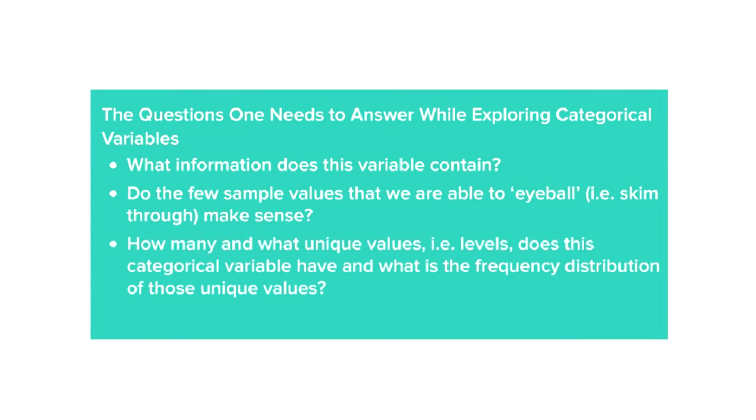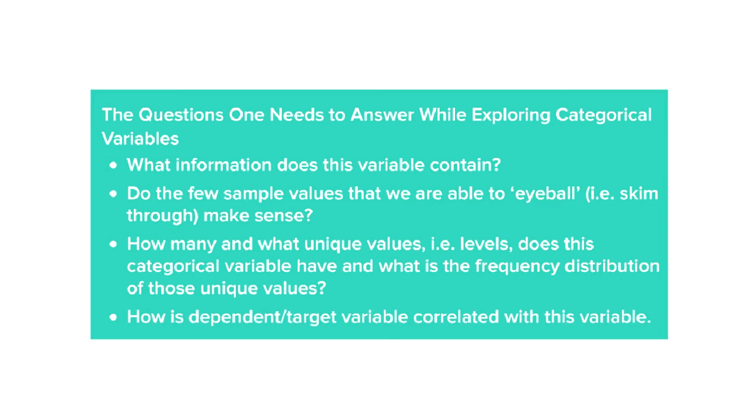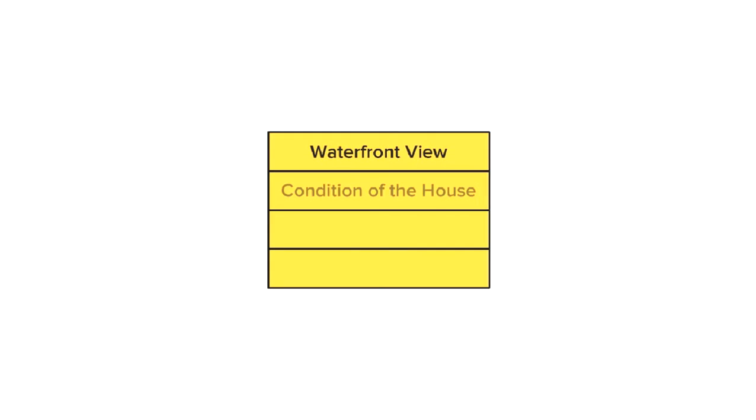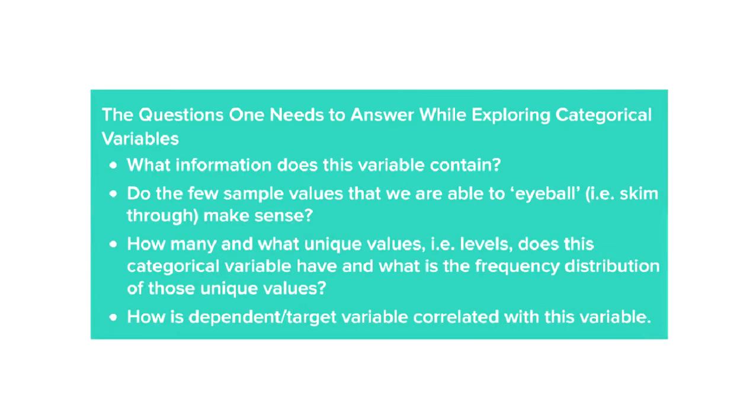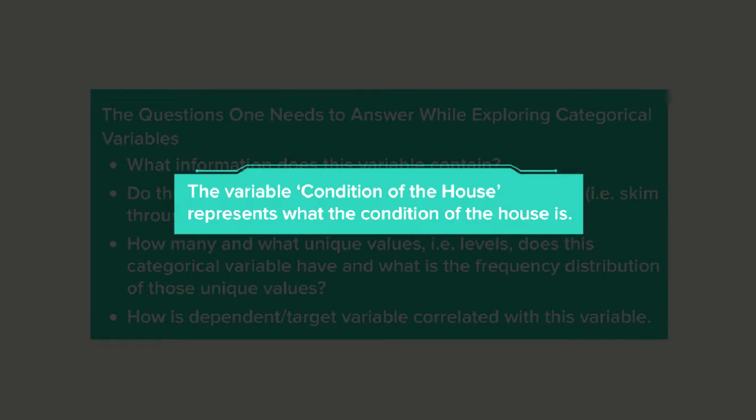Just like we did for numerical variables, we seek answers to the questions shown on the screen while exploring categorical variables. As we told you earlier, we will be exploring one variable at a time, so that's what we are going to do now. Let's examine the variable condition of the house first. For the answer to the first point, we know that the variable condition of the house represents the condition of the house.